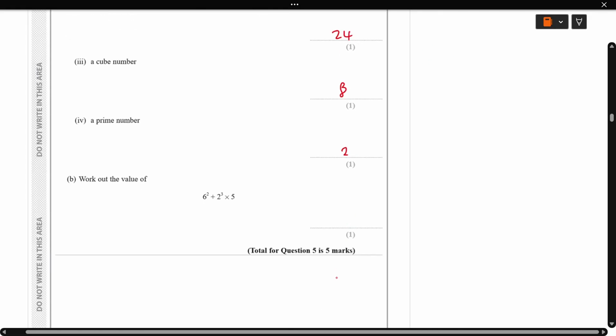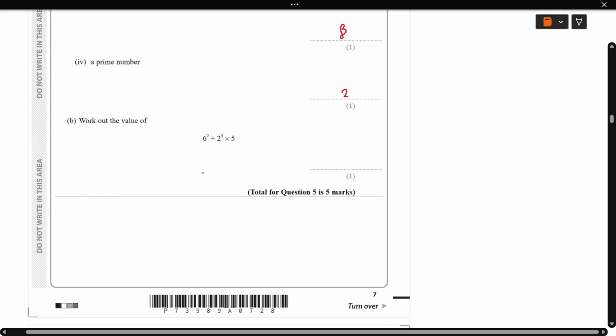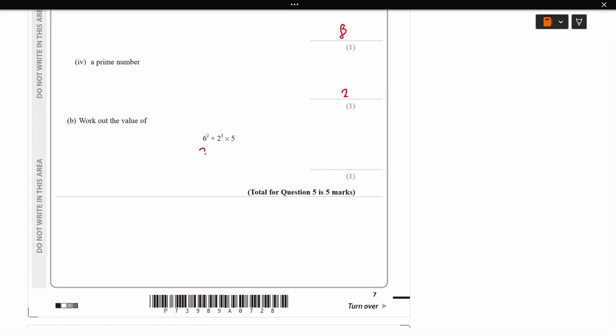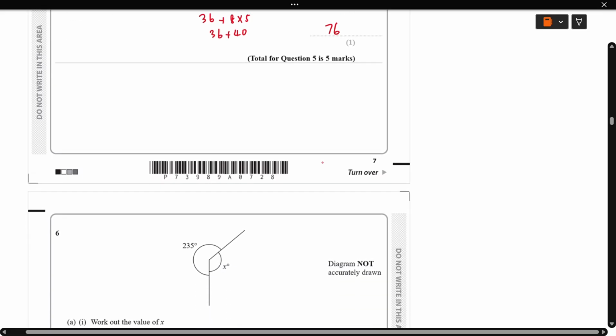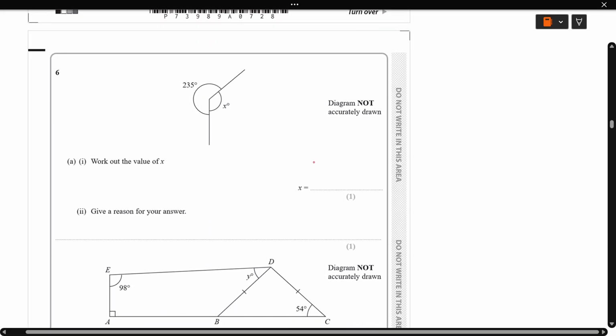Next, work out the value of 6 squared plus 2 cubed times 5. So 6 squared is 36 plus 2 cubed is 8 times 5. So then the BODMAS rule will go. So 36 plus 40, which is going to be 76. So 76 is the answer. The next question, question 6.